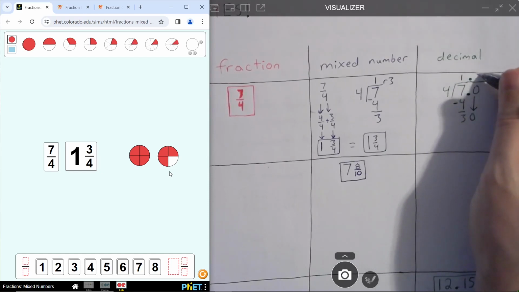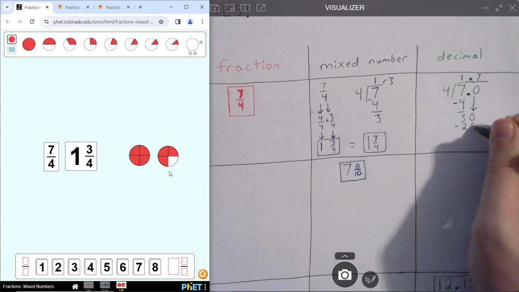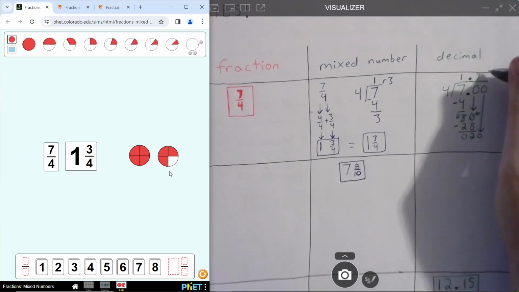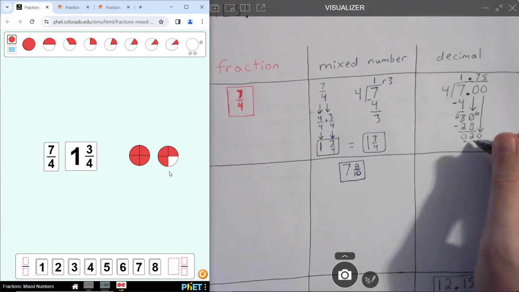4 goes into 37 times without overshooting. 4 times 7 is 28. I can't do 0 minus 8, so I take 1 away from the 3 and make it a 2, add 10 to the 0 and make it a 10. 10 minus 8 is 2, 2 minus 2 is 0. We're still not done yet, so we bring down another 0. That's a placeholding 0. 4 goes into 25 times. 4 times 5 is 20 exactly. 20 minus 20 is 0.